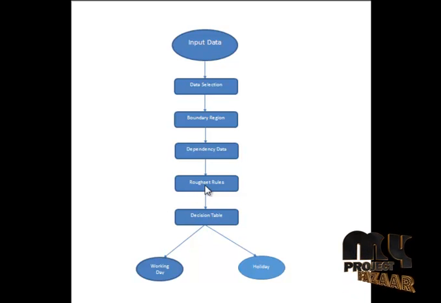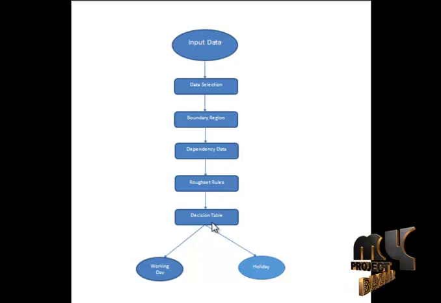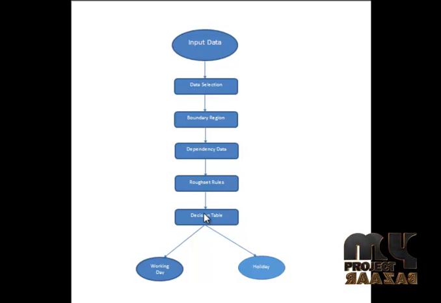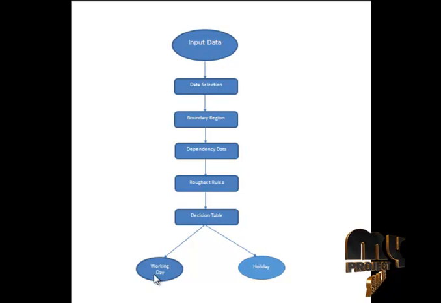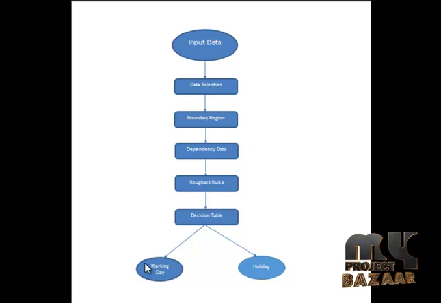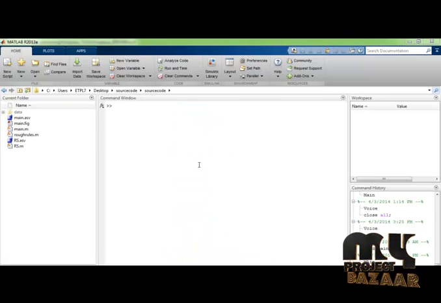After that, based on the rule generation, we are checking the count of the vehicles. If the vehicle count satisfies the rules, it will be predicted as a working day. Whether it satisfies the working rule, it will be displayed as a working day, otherwise it will be displayed as a holiday. Now let's see the demo for this project.